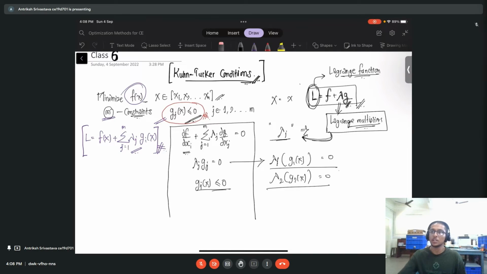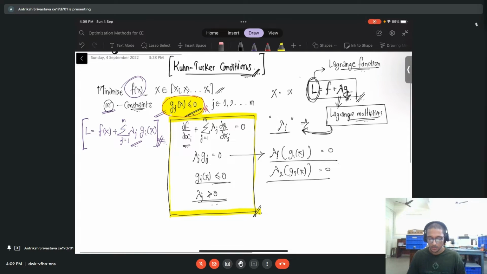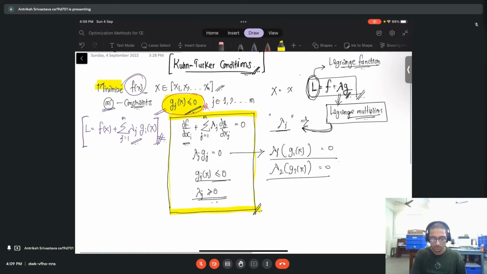And one important thing is that lambda_j, these Lagrange multipliers, have to be greater than or equal to 0. So these are the Kuhn-Tucker conditions when we have less than or equal to inequality constraints. So you can note this down. And yes, this is also minimization.